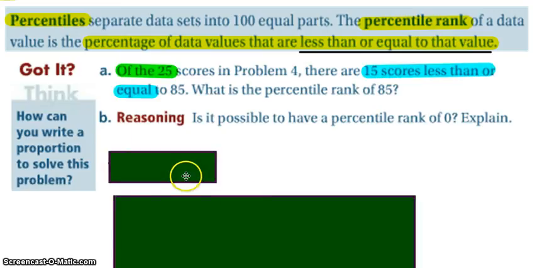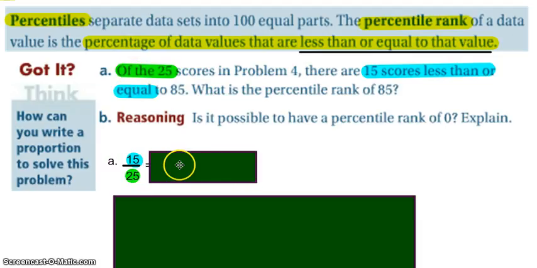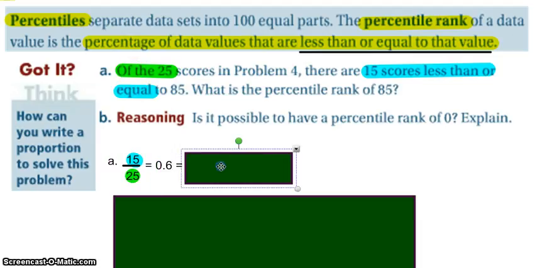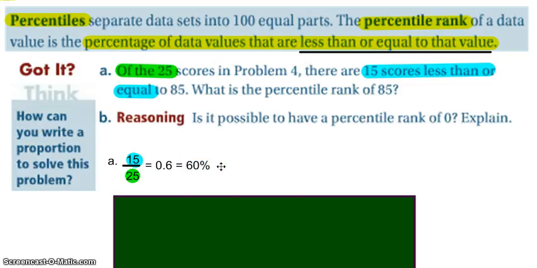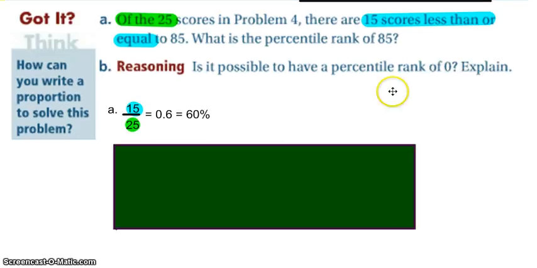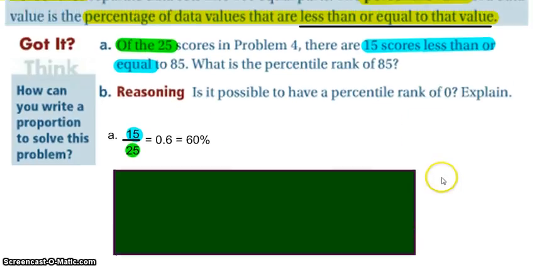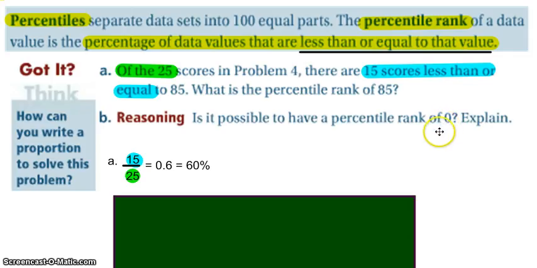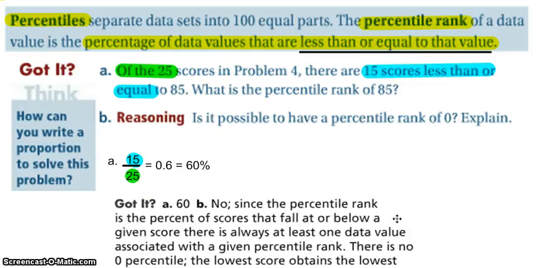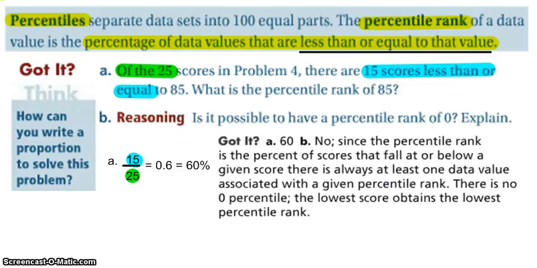So again, to find the percentile rank, we take how many are less than or equal and divide by the total. So we set up this math right here for A, and that gives me 6/10, which we can simplify into 60%. So that score would have a 60% ranking. And then, is it possible to have a percentile rank of 0? Well, that would mean that there are 0 scores less than or equal. But you can never have no scores equal to your score, because you are equal to that score. So for B, we would say no, because there's always at least the score equal.